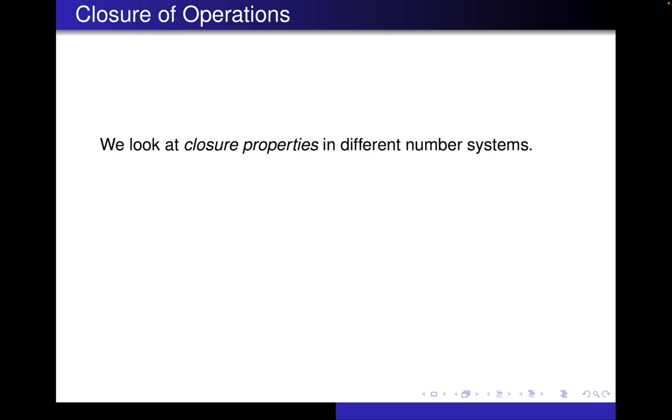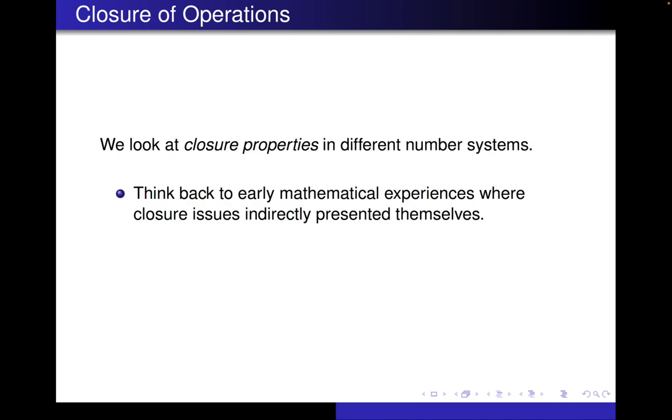In this last video of the section, we're going to talk about something that will be important to us anytime we're doing proofs that involve any kind of number systems. In particular, we're going to talk about closure properties for different number systems. First, we're going to think back to some of our early mathematical experiences where closure issues indirectly presented themselves, although you wouldn't have used this language back then. We're going to define what closure means on a given number system for a given operation.